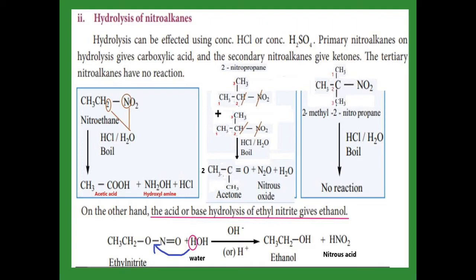The next one, ethyl nitrite. It is the isomeric form of nitroalkane. Ethyl nitrite undergoes hydrolysis. In that hydrolysis, water is split into H and OH. One of the H goes to O, I indicated in blue color, so that we get ethanol. The remaining thing is N double bond O and OH, that combined, we get HNO2, that is nitrous acid.